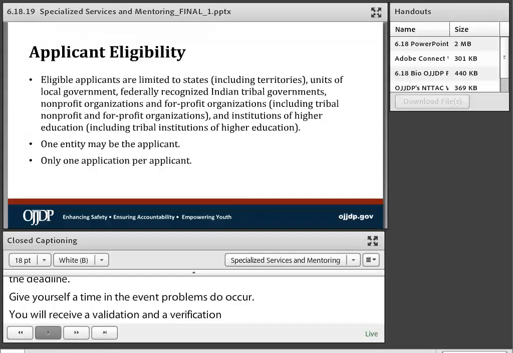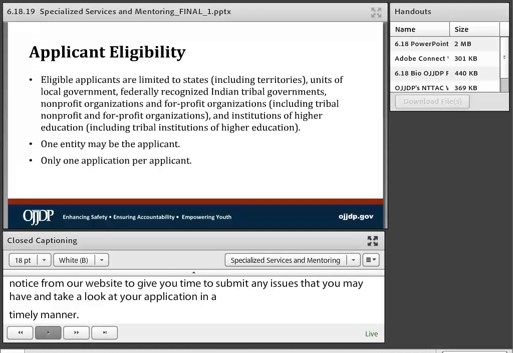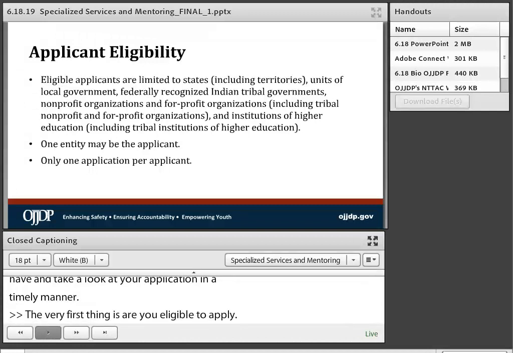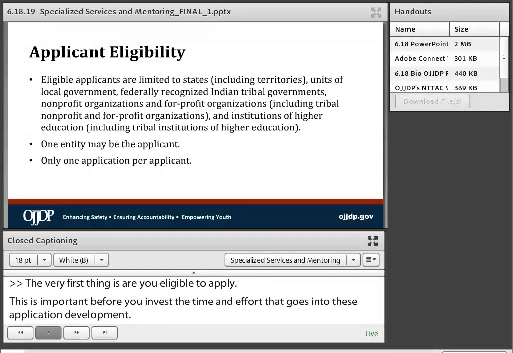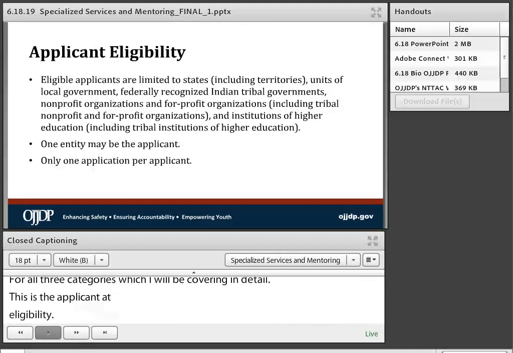So the very first thing is, are you eligible even to apply? This is important before you invest the time and effort, and it is time and effort that goes into application development. For all three categories, which I will be covering in detail, applicant eligibility is limited to states, including territories, units of local government, federally recognized Indian tribal governments, nonprofit organizations, and for-profit organizations, including tribal nonprofit and for-profit organizations, and institutions of higher education, including tribal institutions of higher education.